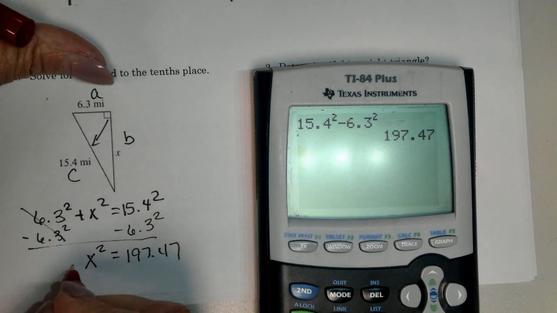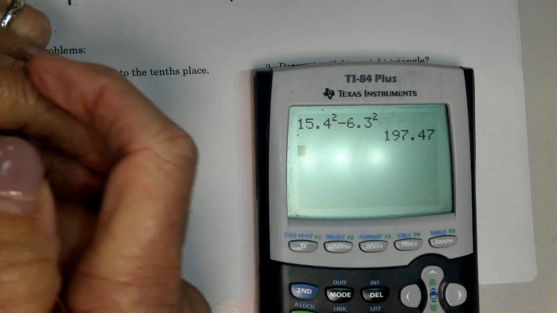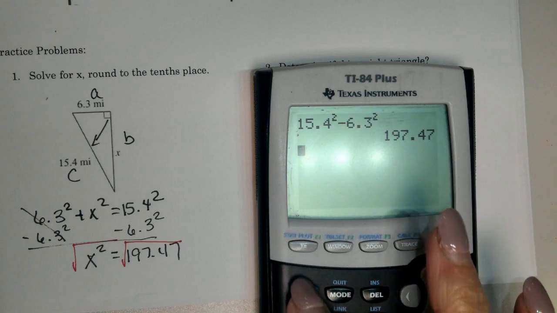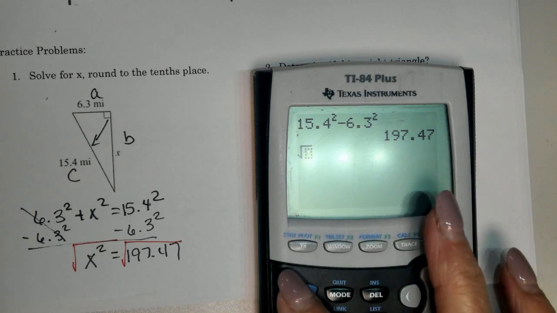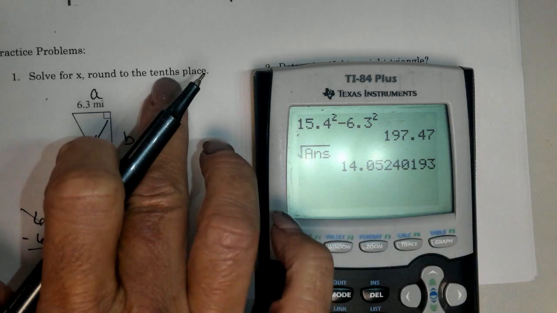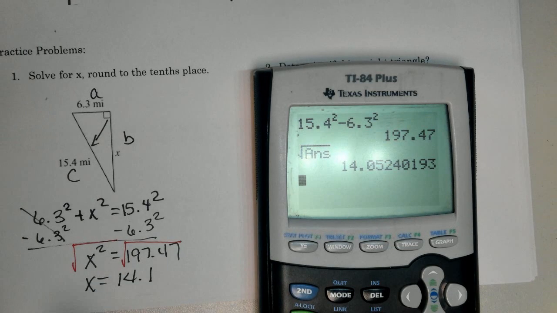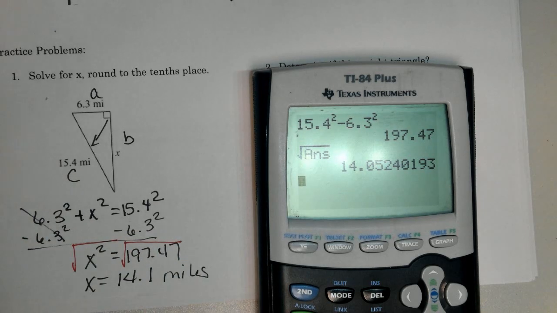So the last step is to make sure you take the square root of both sides. And then the square root of our answer is 14.1 if we're rounding to the nearest tenth place. So x is equal to approximately 14.1, and in this case we're looking at miles, so we can write miles here.